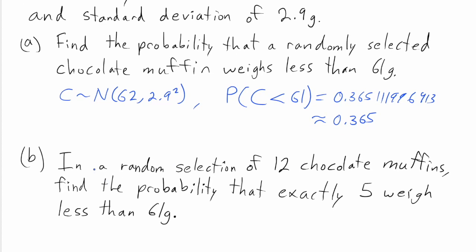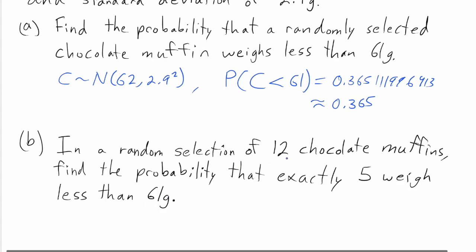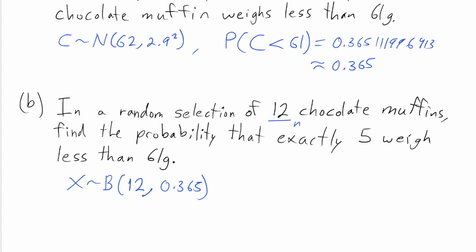Next, in a random selection of 12 chocolate muffins, find the probability that exactly 5 weigh less than 61. So this is a classic switch to binomial. You're selecting a bunch of muffins, 12 of them, so that's going to be the n in your binomial distribution. So we say X has a binomial distribution. We're selecting from 12 objects, and the probability of a particular object being less than 61 grams is 0.365. But of course on the calculator we're going to use as many digits as possible to get it accurate. So we're looking at the probability X equals 5.